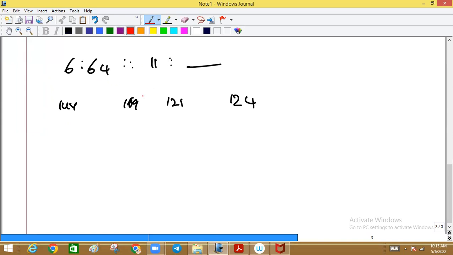Obviously, see the clue here. This is 64, which is a square, and option A is a square, B is a square, C is also a square. So your answer will be somewhere within the squares only, right? So here 64 means how can I write 64? Which is a square: 8 square. So how did you get this 8 square? Simply I can write it as 6 plus 2 square. In the same way, 11 plus 2 square. So obviously, what is your answer? 169.